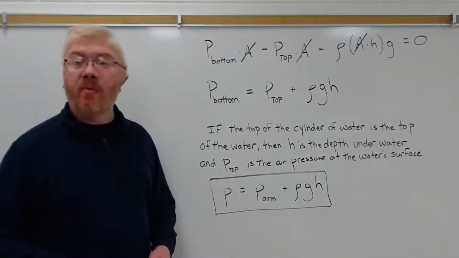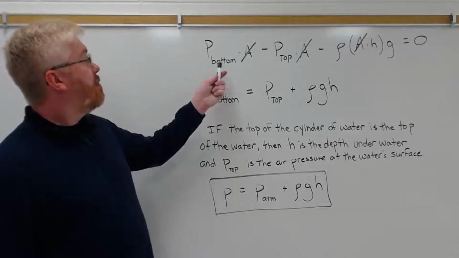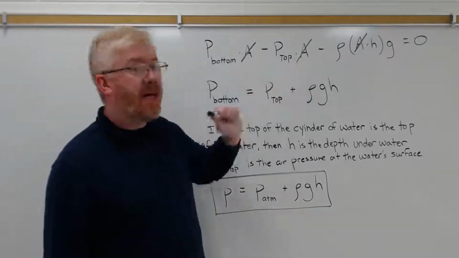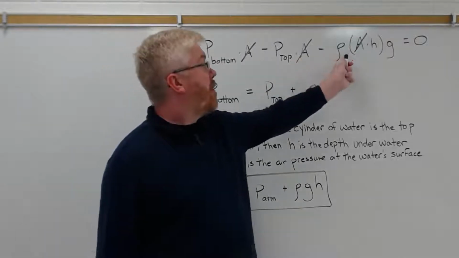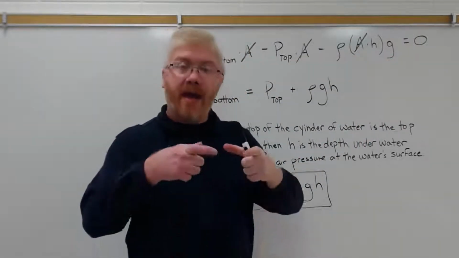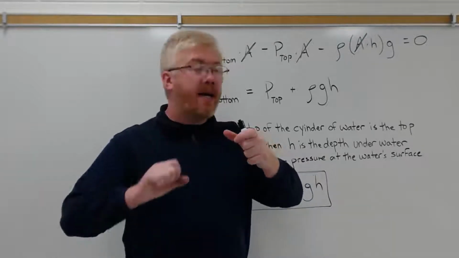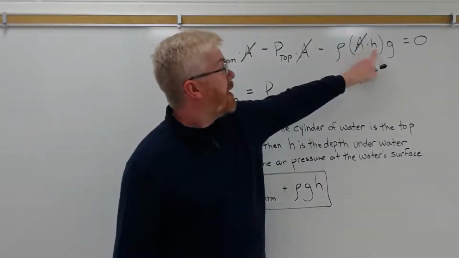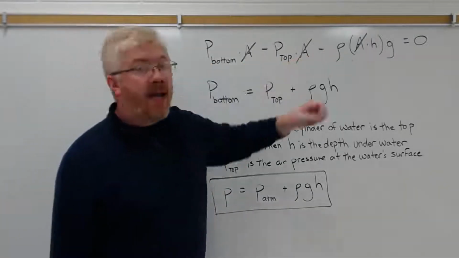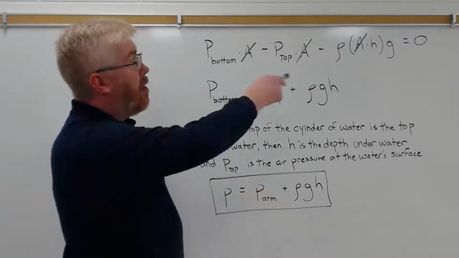So continuing from where we left off, pressure on the bottom times the area, minus pressure on the top times the area, minus rho times the volume times g. Well, the volume of the cylinder is the area of the top of the cylinder times its height. So area times height. Note now that in this equation, every term has an area, and all the terms are equal to 0.